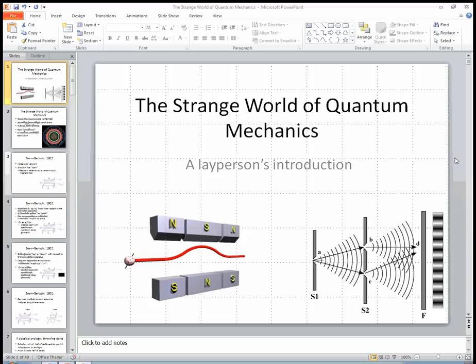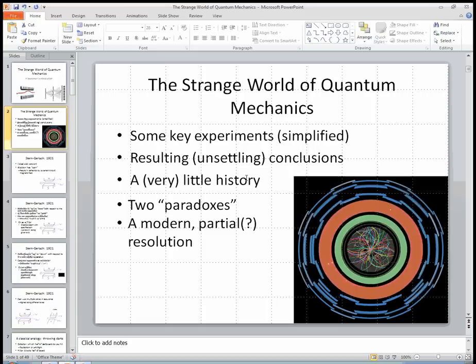So here's how I'm going to do that. I'm going to talk about a couple of key experiments that are at the heart of when you start learning quantum mechanics from any perspective, but very simplified schematic versions. Talk a little bit about the resulting unsettling conclusions we draw from that, and the fact that it's telling us that the quantum world is very different from classical mechanics.